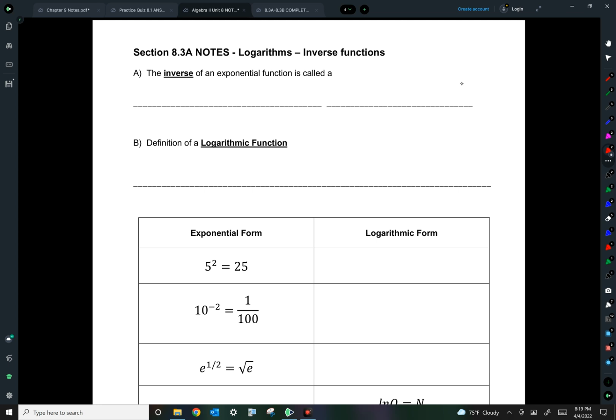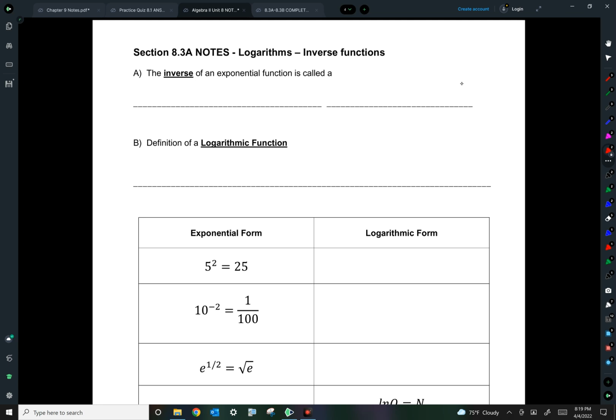Okay, this is section 8.3a. It's all about logarithms. Now, boy, if any one section is the most important section in this entire unit, this is it. This is the basis for what we call logarithms, which is something, again, completely new and different that you've never seen or heard of before. But this won't go away. This will be in any math class you take from here on up.